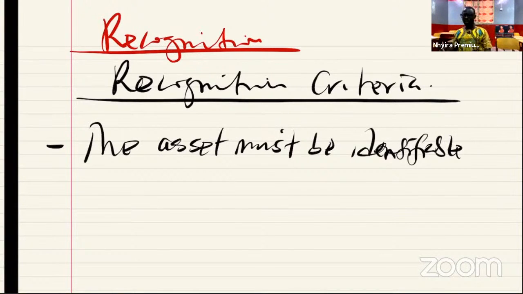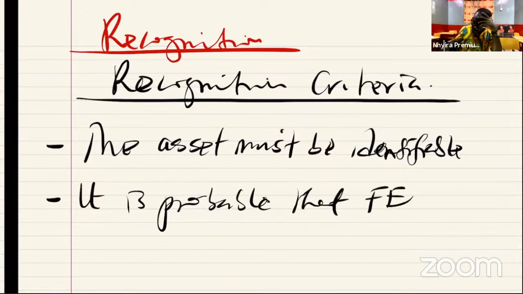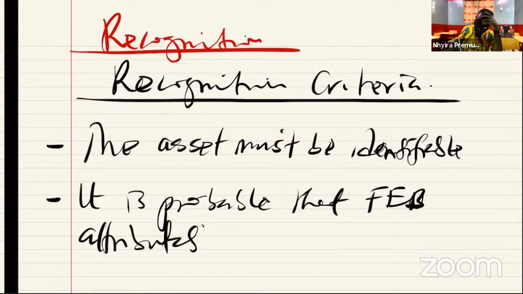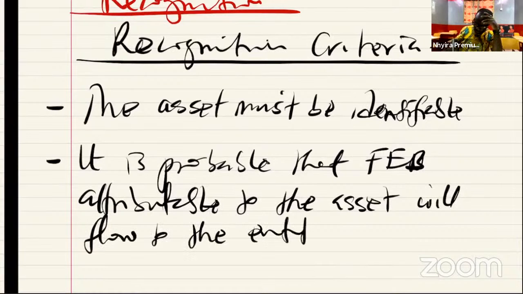So number one, the asset must be identifiable. We are saying that the asset is identifiable when it can be sold, rented, or purchased separately. That's the first thing. Number two, it is probable that the future economic benefit attributable to the assets will flow to the entity. So that is the second thing.